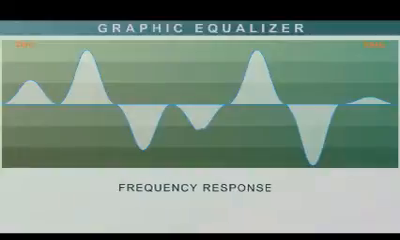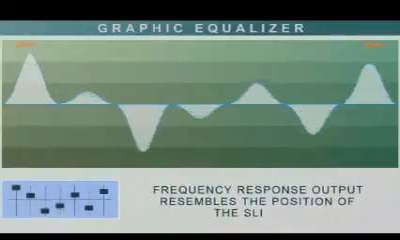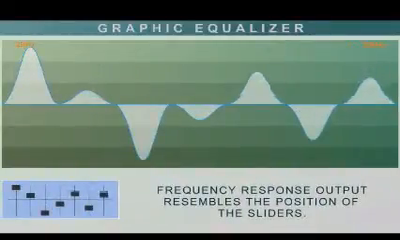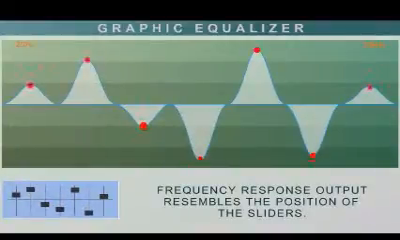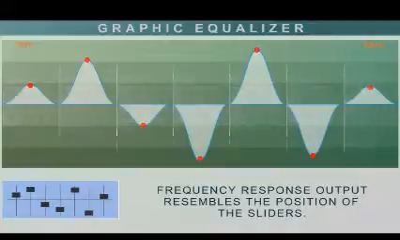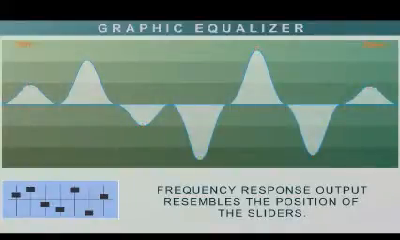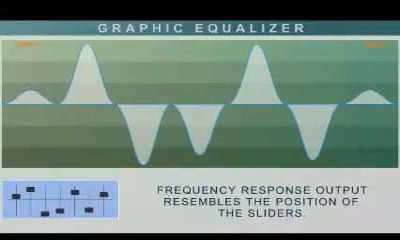Filters are used to shape the overall spectrum of the signal. They are called graphic because the frequency response output resembles the position of the sliders. Each band of a graphic equalizer consists of a peaking filter with a predetermined center frequency and bandwidth. These filters are controlled by the positions of sliders on the front panel of the equalizer.